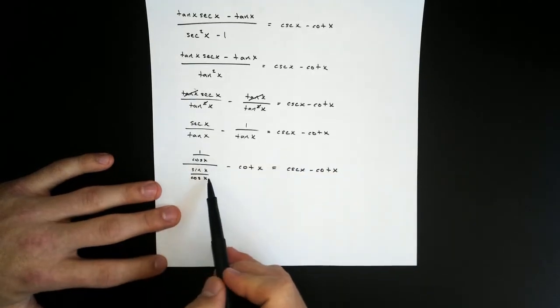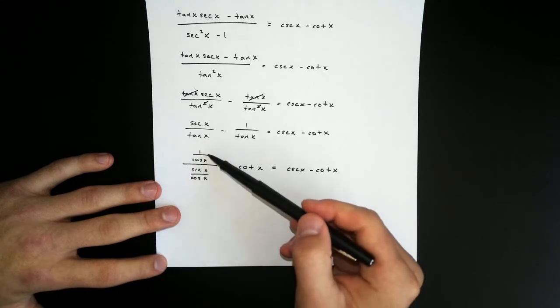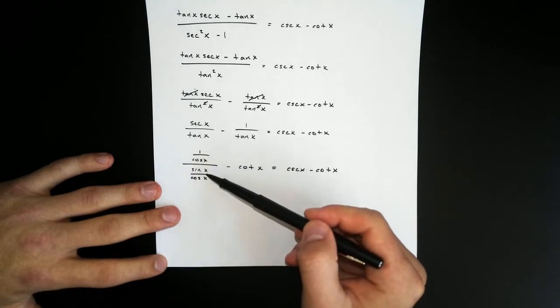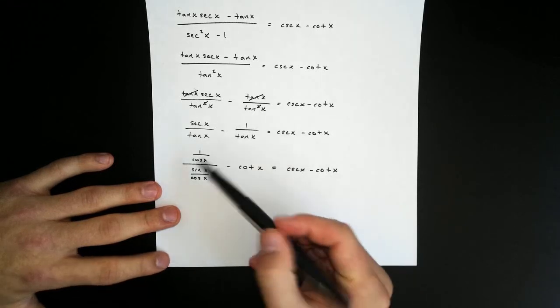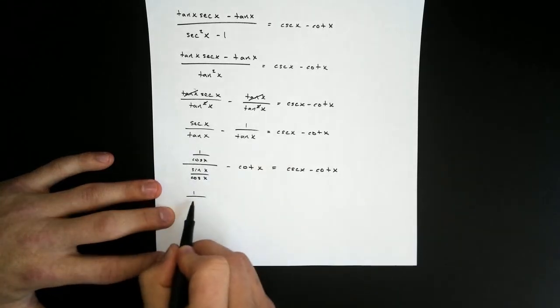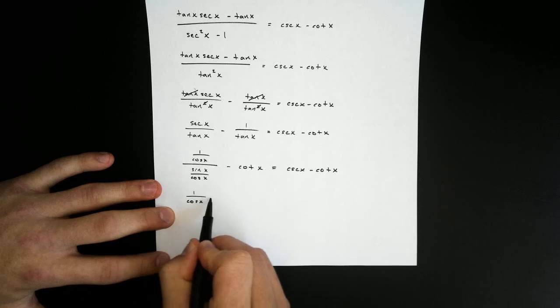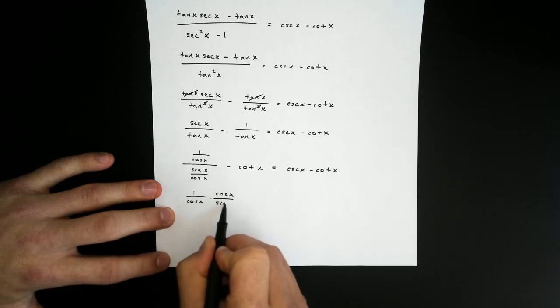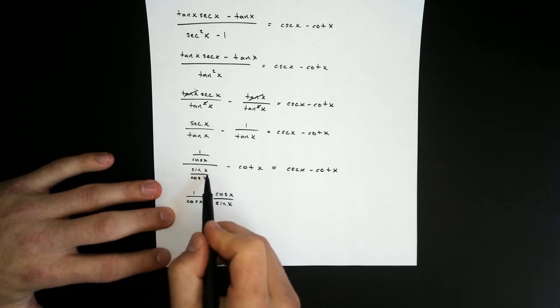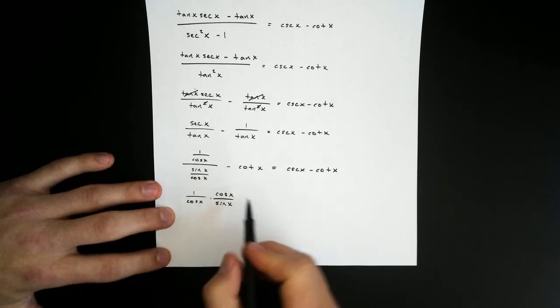Alright, and then the last thing, when I'm dividing two fractions, I can change this into multiplying by the reciprocal. So we end up with 1 over cosine of x times the cosine of x over sine of x. So taking this second fraction and then flipping it, turning that into multiplication.